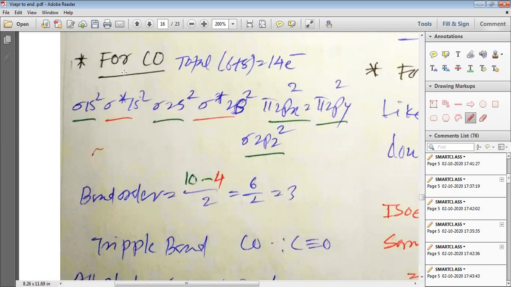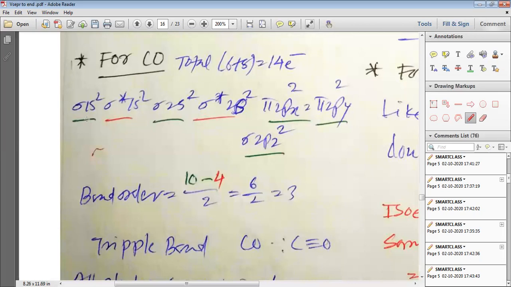Let us first study carbon monoxide or carbonyl molecule. Total number of electrons: carbon 6, oxygen 8, so total 14 electrons. So it will have a structure like nitrogen, because nitrogen and carbon monoxide are isoelectronic species, and we have already studied that isoelectronic species will have the same bond order and the same molecular orbital electronic configuration.